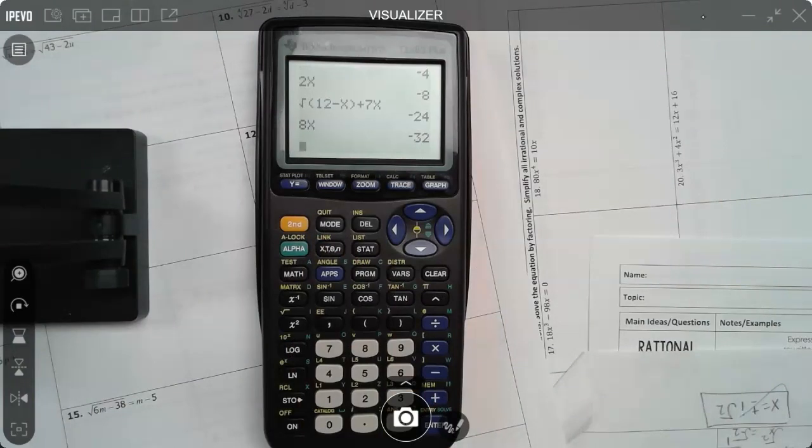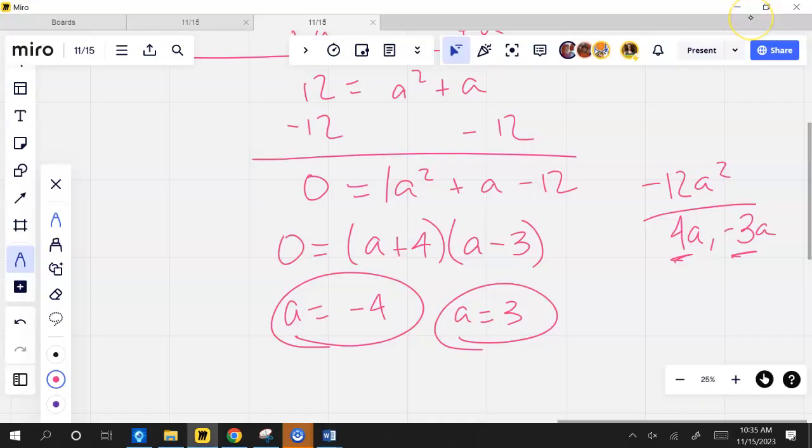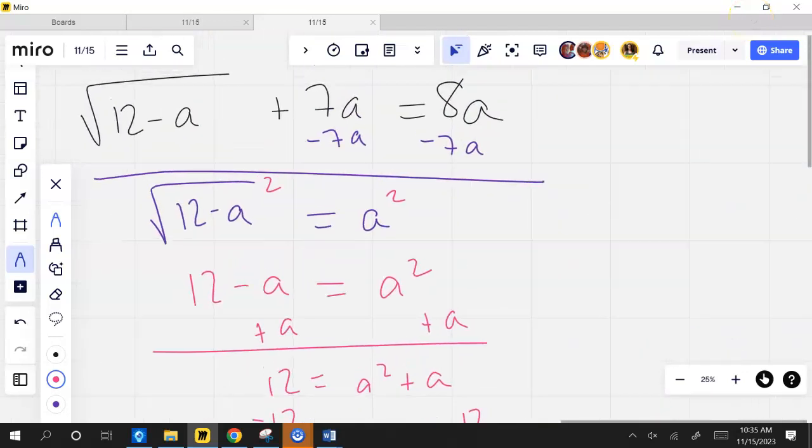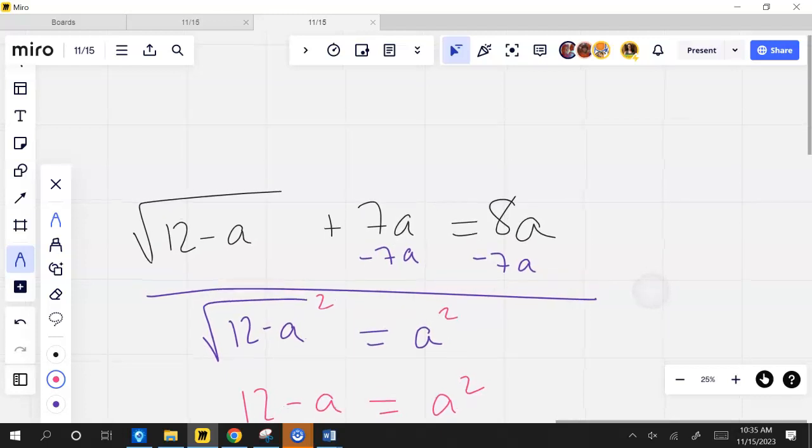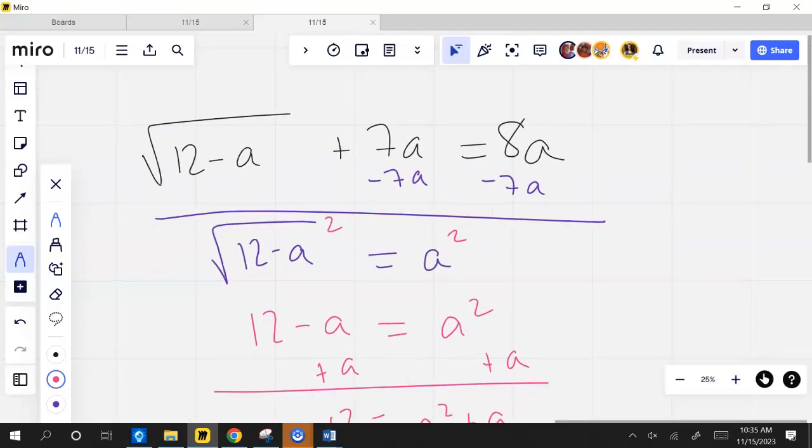So are those two the same thing? I'm checking -4 first, okay? What I'm gonna do, I'm gonna store X as -4, okay?